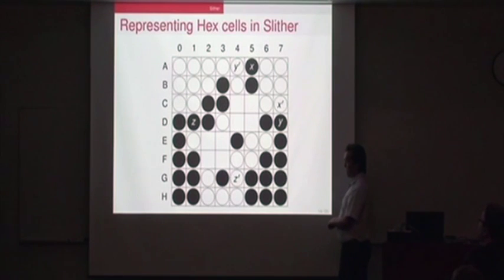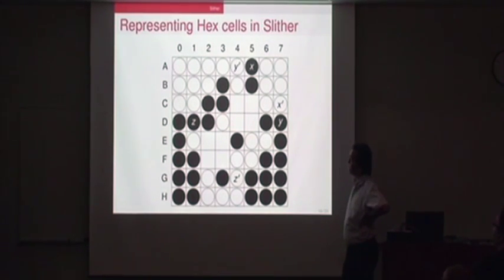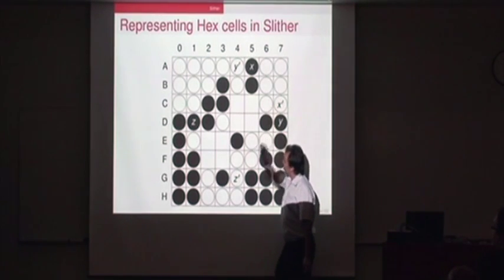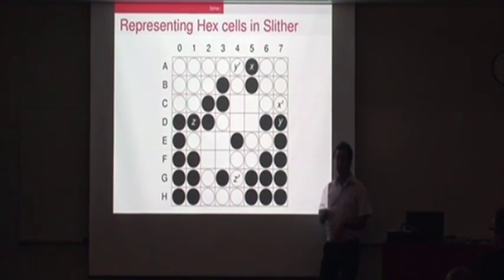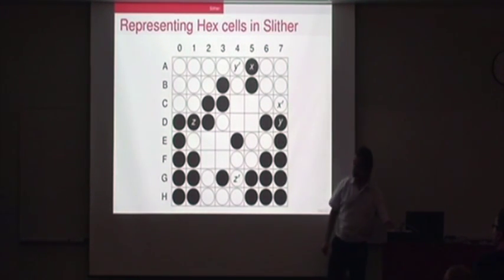Same strategy as for Twixt. We're going to represent Hex on the Slither board. And this is how we do it. It's a bit messier. But the idea is that we have this white group, this white group, and this white group. In Twixt, we had 3 groups, each connecting 2 edges, and here we also have 3 groups. And we want a white move that will connect 3 of them.